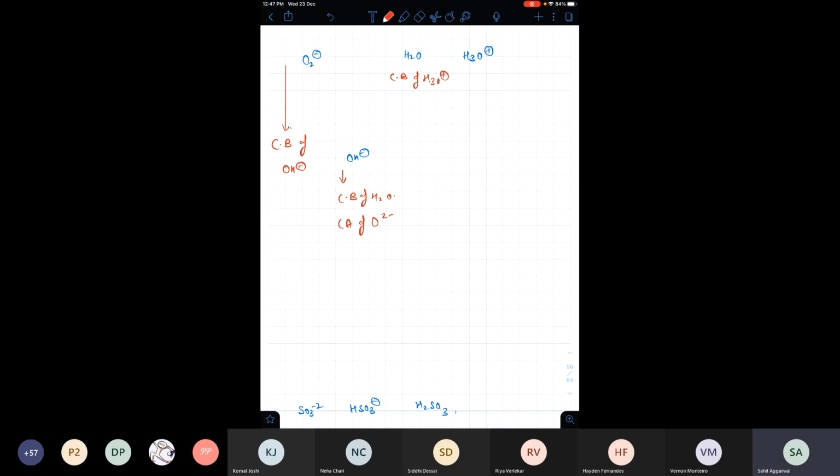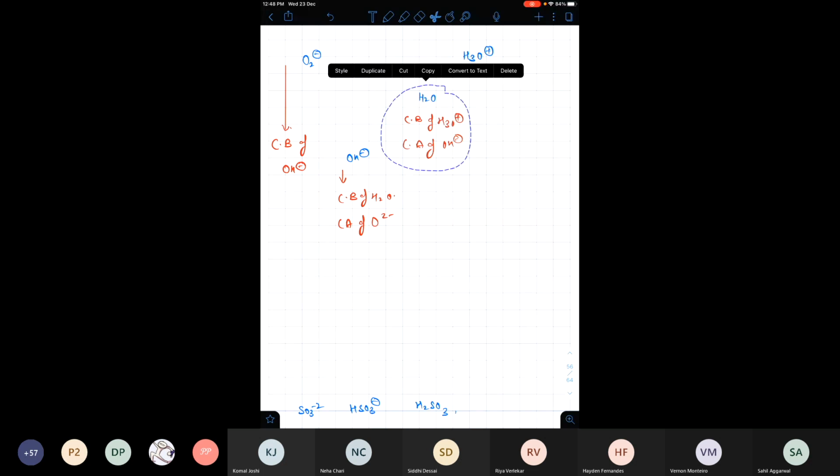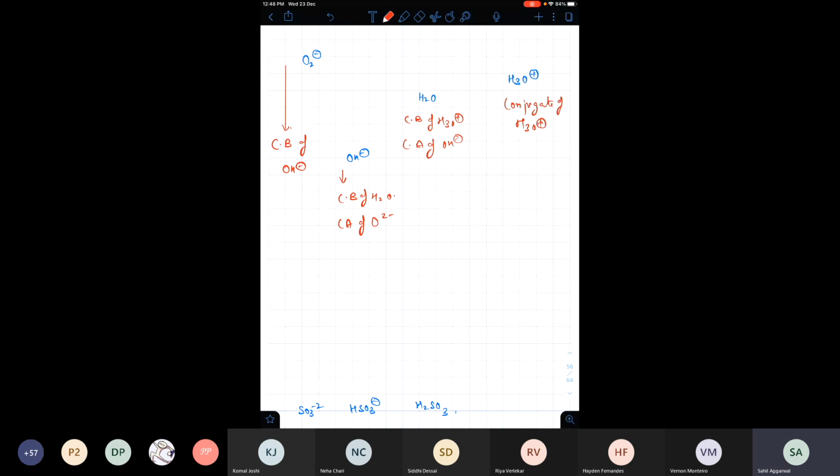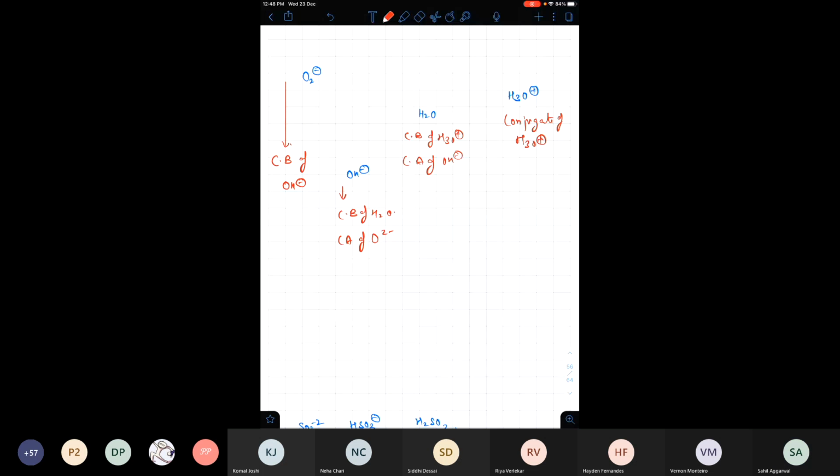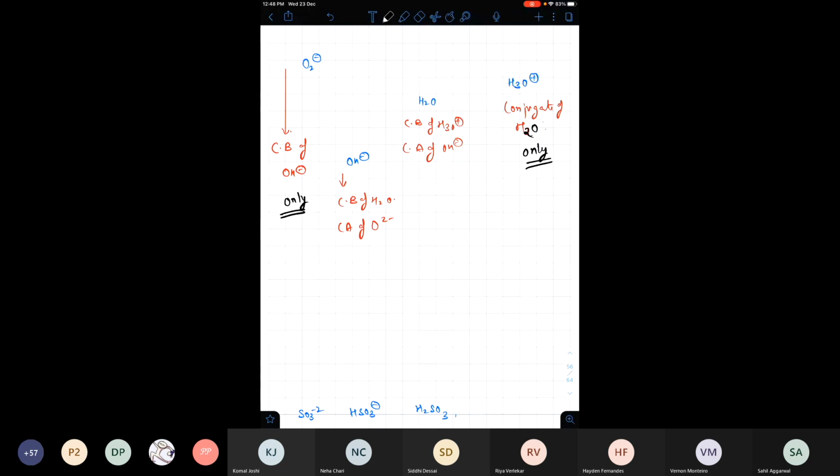Conjugate base of H3O plus, conjugate acid of OH minus. Conjugate acid of H3O plus. Any doubt in this? Things will become more clear. Sorry, it's water. Understood.